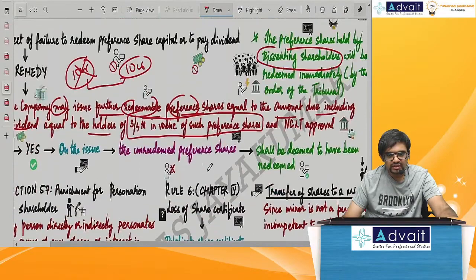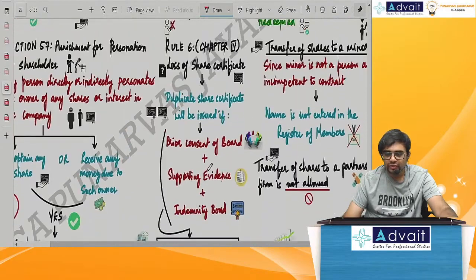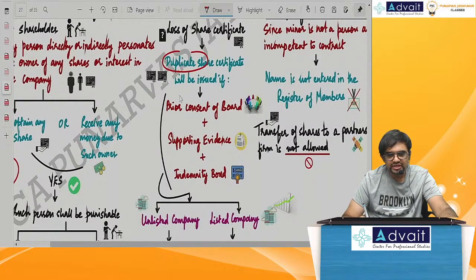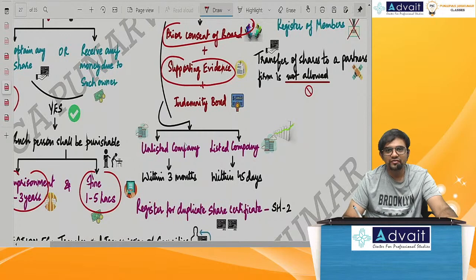Now, as far as loss of share certificate, if I lose a share certificate, as I already told you, first of all, you can apply for a duplicate share certificate. Then you should take the prior consent of the board of directors, and all relevant supporting evidence has to be carried forward, and then you have to give an indemnity bond. The indemnity bond protects the company, where you tell them, I was the owner of the shares, I have genuinely lost the share certificate.